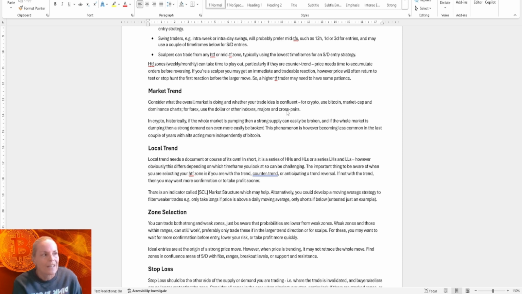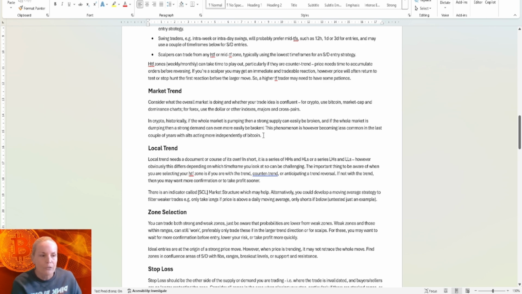The only thing to add in crypto, I have to put that in the second paragraph here, is that what you think is a strong demand or a strong supply can easily not be strong if the whole market's against the move. And that used to happen a lot more historically. It's less common these days. I do see alts moving a little bit more independently of Bitcoin.